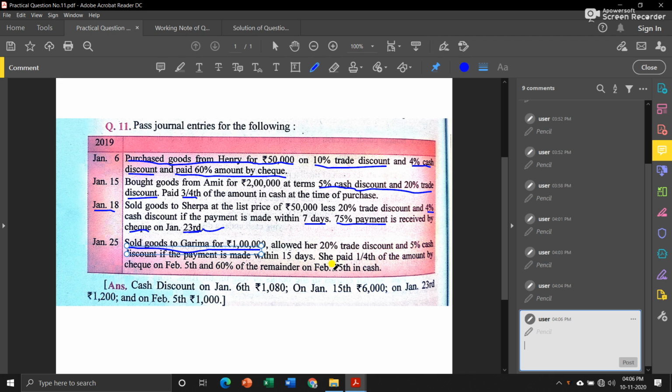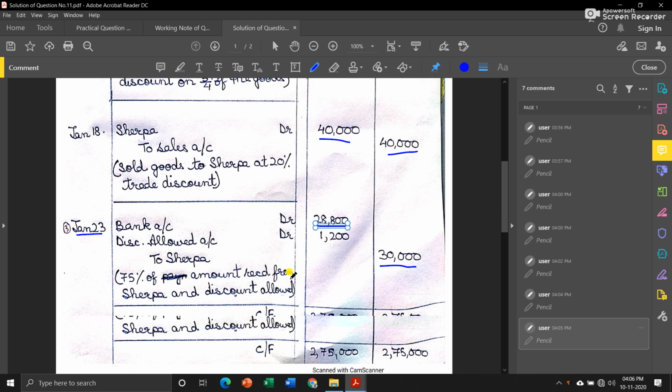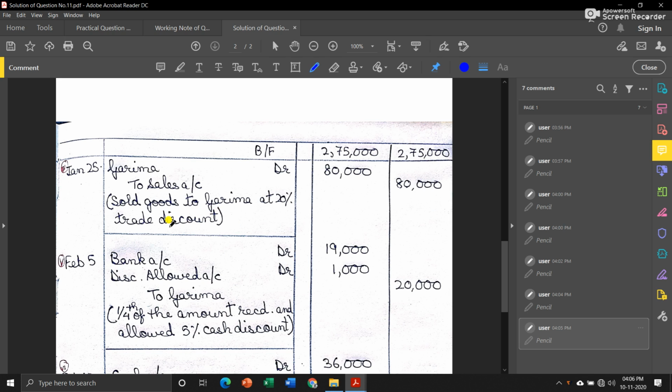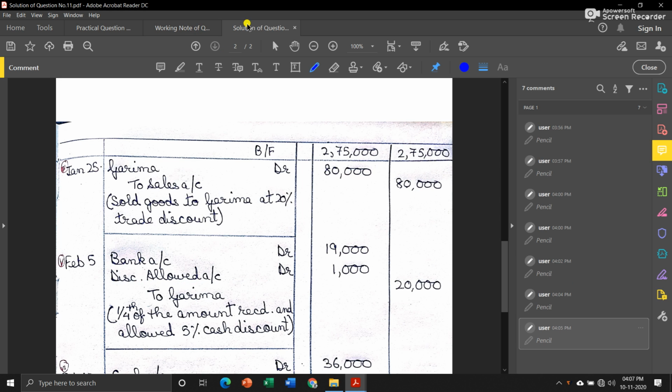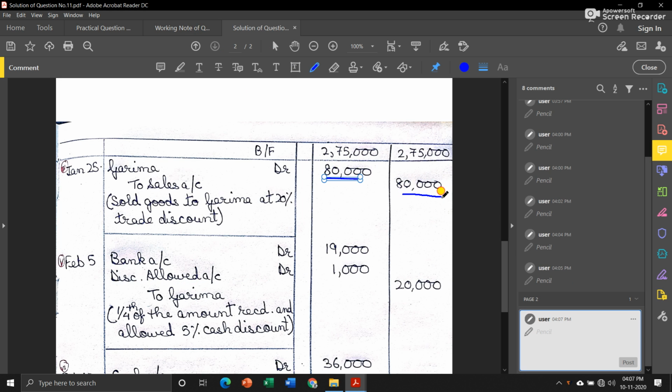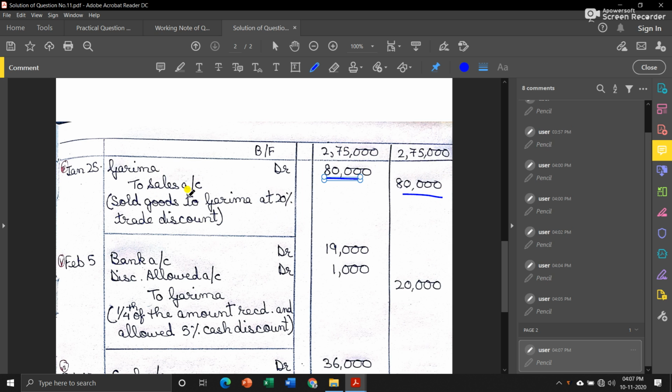Now since there are 2 or 3 dates included in this transaction, without reading further, we will pass the journal entry for selling goods to Garima. We will pass a normal sales entry: Garima account debit to sales. The actual list price was 1 lakh, but there was a 20% trade discount, so 20% of 1 lakh is 20,000. After deducting 20,000, we got 80,000. So we will pass a normal journal entry for sales.